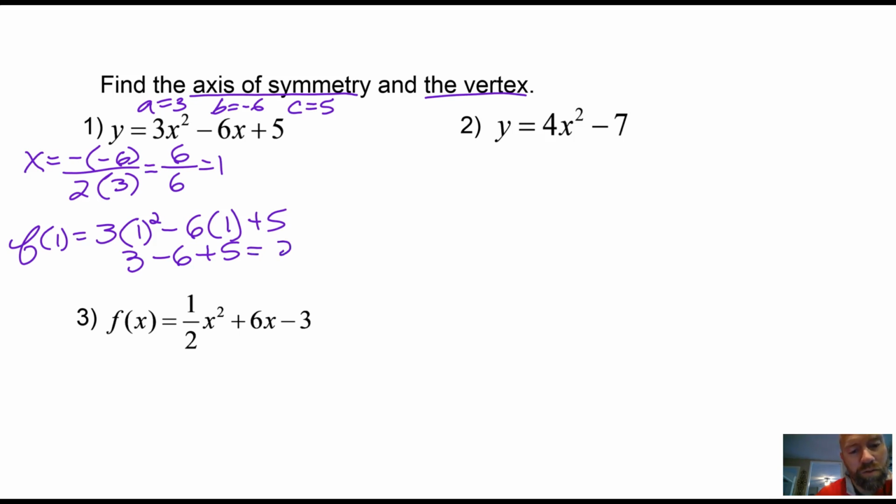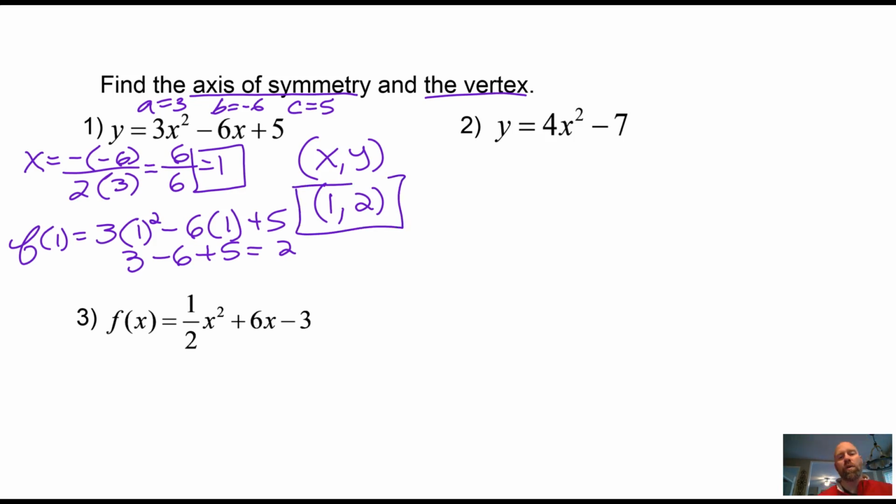All right, so my vertex is going to have coordinates x comma y. The x value is my 1, and my y value is my 2. So my axis of symmetry is at x equals 1, and my vertex is at the point (1, 2).